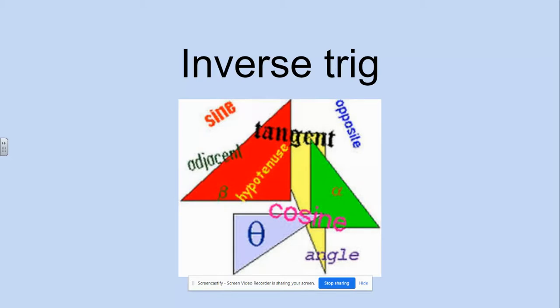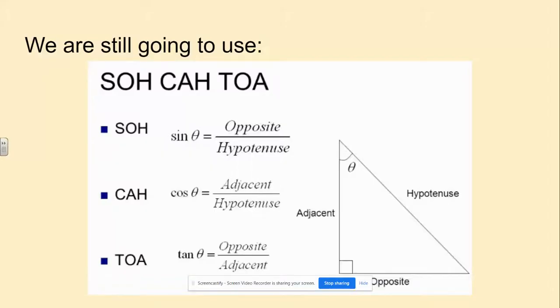Now, we're going to be using a lot of the same stuff we've been working on the last couple weeks, the SOHCAHTOA. The only thing that's going to be different about the inverse trig is now we're trying to find the angle. Before, you had an angle on the side and you used all those similar triangles to find out what the missing sides were. Now we're just going to be finding a missing angle. So let's look at an example.